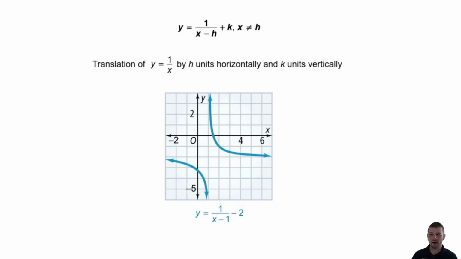The equation y equals 1 over x minus 1 minus 2 is graphed. Consider the parent function shifted to the right 1 unit and down 2 units. Note the horizontal asymptote, which used to be the x-axis, has now shifted down 2 units, and the vertical asymptote, which used to be at the y-axis, is shifted to the right 1 unit.